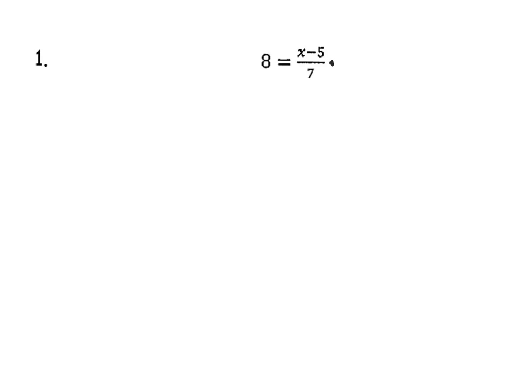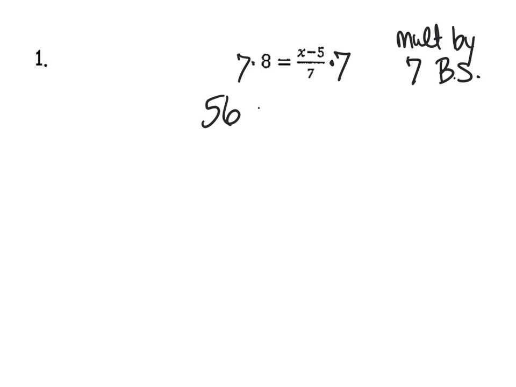Good. So multiply by 7, multiply by 7. In the section of your notes where it says explanation or written steps, we're going to put multiply by 7 on both sides. So on the left, I've got a 56. And on the right, the 7s are going to cancel, which is perfect, because the only thing I have left is x take away 5.